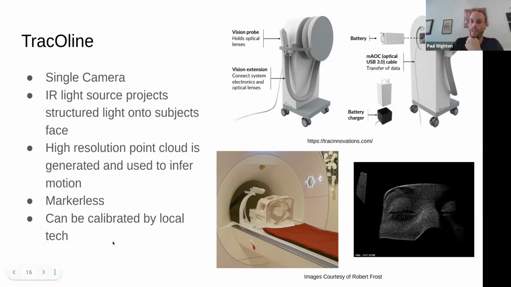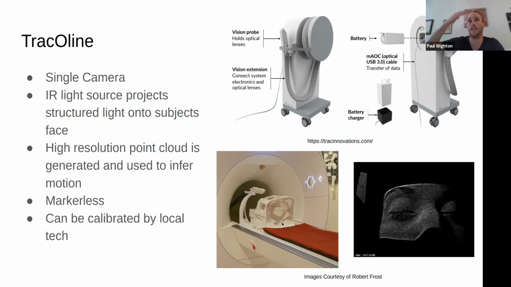One thing that I don't think gets enough attention: this system sells itself on being markerless, and that is a big holy grail for the field. But what I don't think gets enough attention is that this system is calibrated by a local technician. Either every day or sometimes every subject, this camera arm is attached, and every time the camera arm is attached, it needs to be calibrated. But we have the ability to do that, which I think is a game changer.